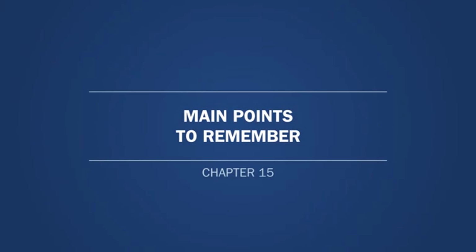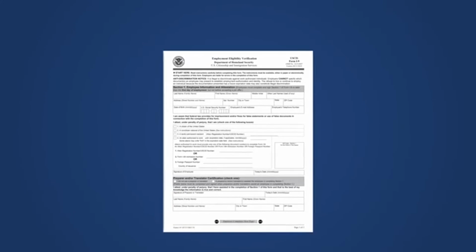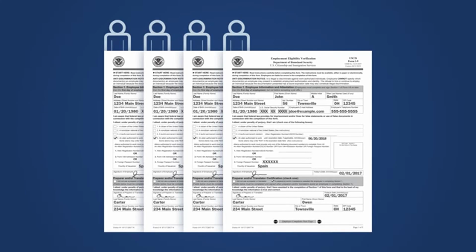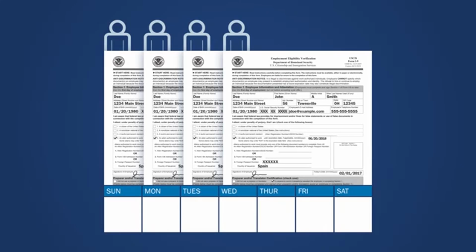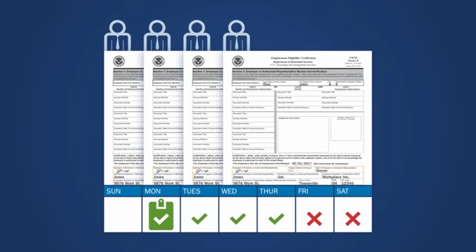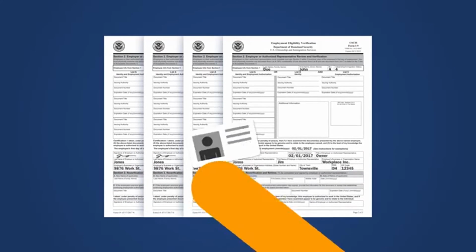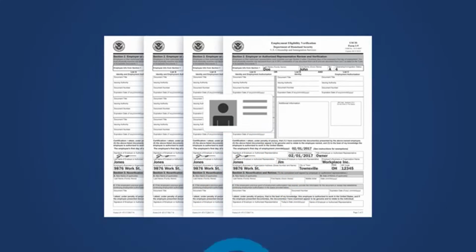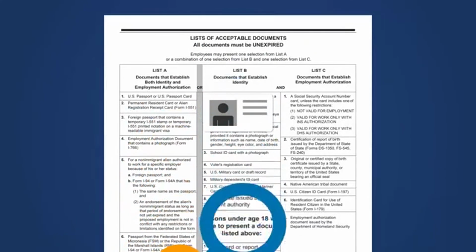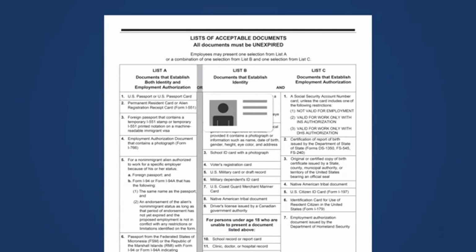Here are your main points to remember. Employers must complete Form I-9 for all employees, regardless of citizenship or immigration status. Employees must complete and sign Section 1 no later than the first day of work for pay. Employers must complete Section 2 within 3 business days of the employee's first day of work for pay. Employers or their authorized representatives must physically examine the documents the employee chooses to present from the list of acceptable documents on page 3 of Form I-9.